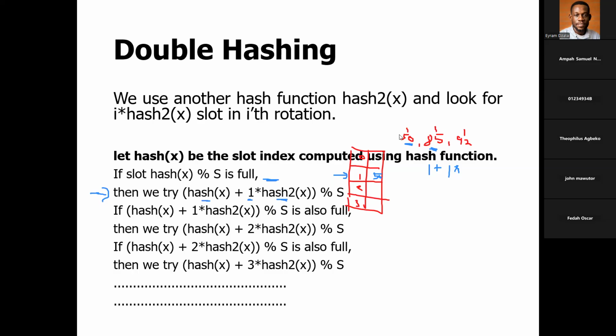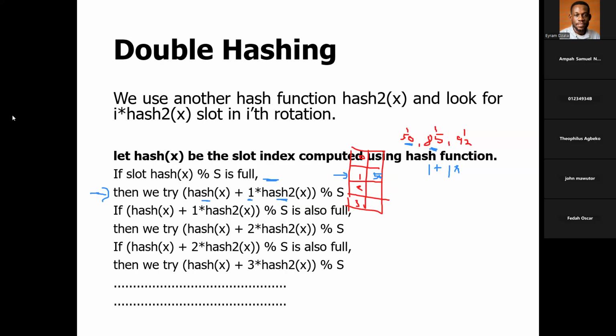So we've been talking about double hashing. Still on this example, 50 is already occupying position 1. We have 85 with a hash value of 1, but it's already occupied. So it's full. It says here, try hash plus 1 plus another hash function. What this means is that we should have another hash function.